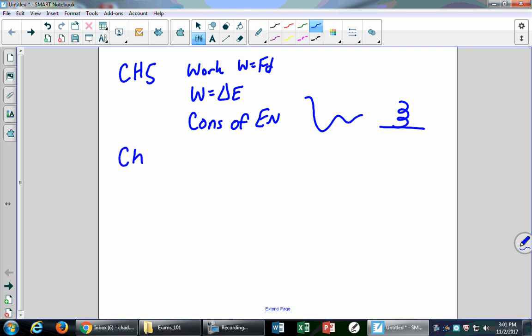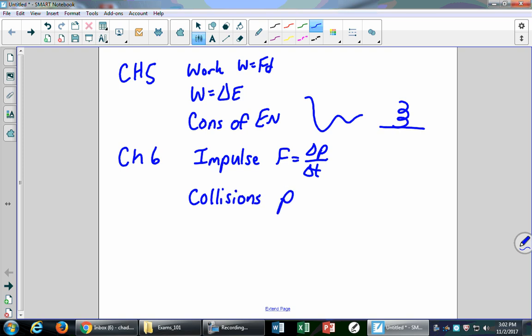Chapter 6 is momentum, really just two big things, impulse, our Newton's second law, really. This is that F equals delta P over delta T. And then also collisions. And in collisions, that's where we use this idea that momentum is conserved. Pi is equal to Pf. Okay, both conceptual and calculations in those.